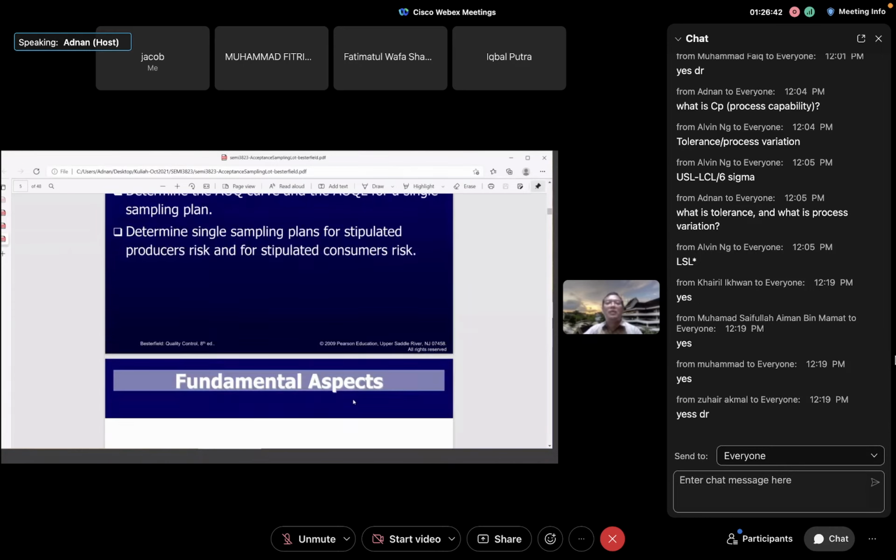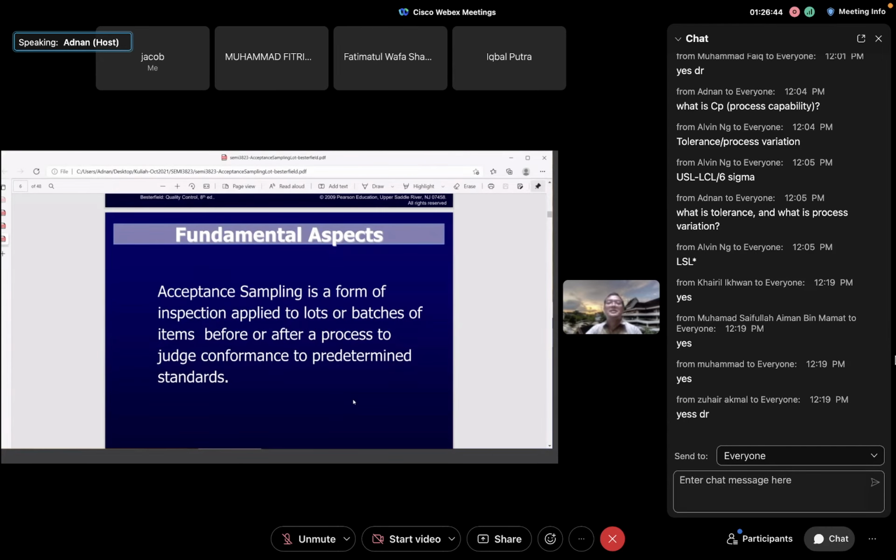So we need to understand what acceptance sampling is. Acceptance sampling is a form of inspection applied to lots or batches of items before or after a process to judge performance, to determine the standard. Another way to put it is we make a decision based on a sample. We take a sample.